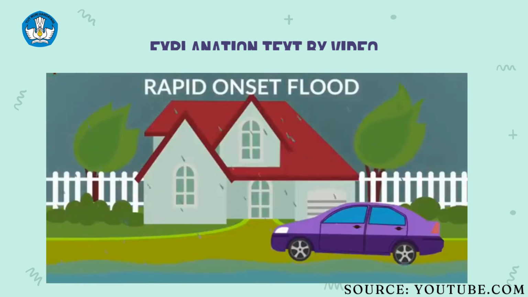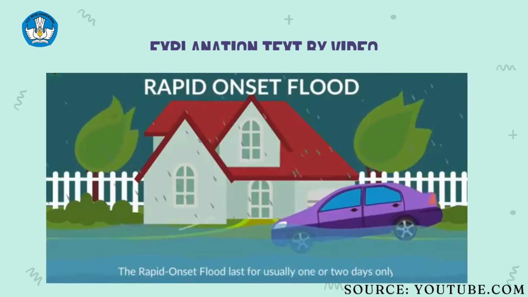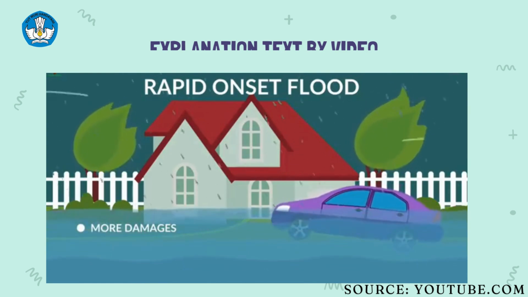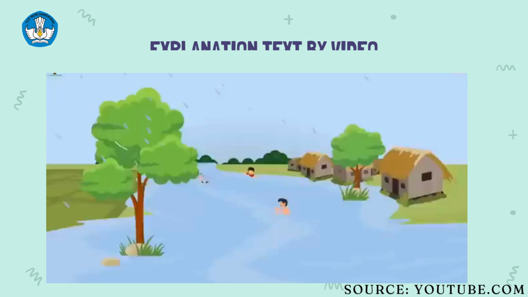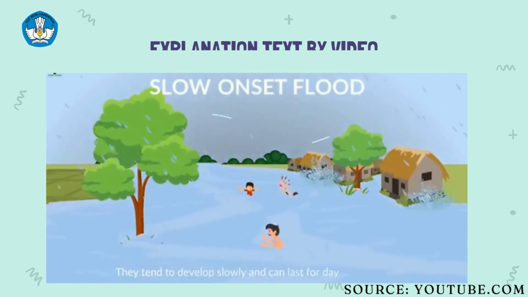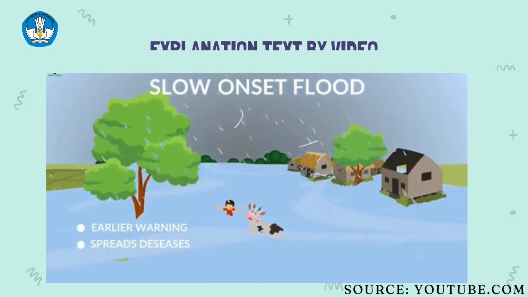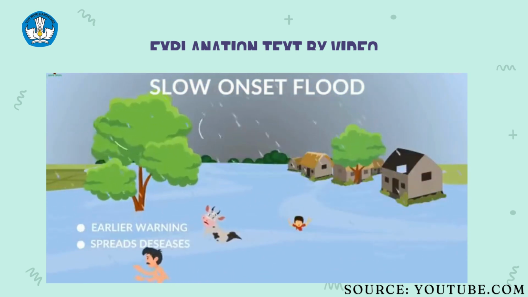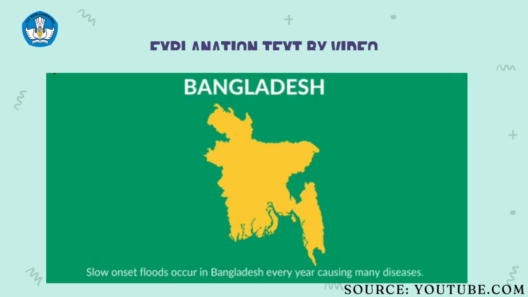Rapid onset floods. Rapid onset floods last for usually 1 or 2 days and cause more damage, as people usually have less time to plan their evacuation. Slow onset floods. They tend to develop slowly and can last for days and even weeks. This type of flood tends to give people time to move to higher ground. Slow onset floods occur in Bangladesh every year, causing many diseases.